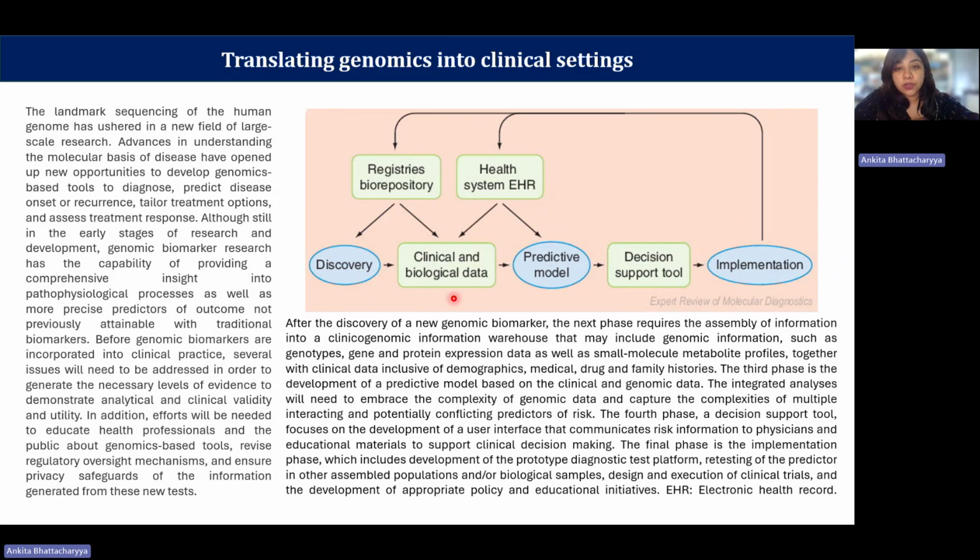So after discovery of a new genomic biomarker, which is what we were talking about, the next phase requires the assembly of information into a clinico-genomic information warehouse that includes genomic information like genotypes, gene and protein and RNA expression data, as well as small molecule metabolite profiles, together with clinical data inclusive of demographics, medical and drug and family histories. The third phase is the development of the predictive model, which is what I was talking about, based on this genomics data and your clinical data.